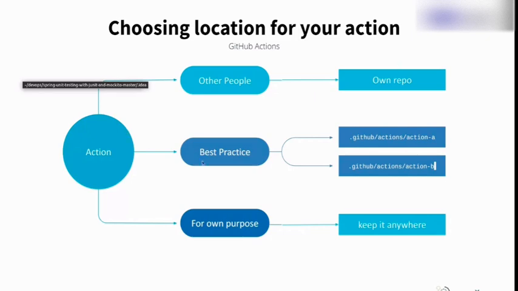The second is, let's suppose you are creating this action for your own purpose, then you can keep it anywhere. It means you can separate the code from the real source code repository, you can keep it anywhere you want. But the best practice for this, let's suppose you want to store your actions, is to follow .github/actions. You have to create the .github folder, and then the subfolder should be actions, and you can specify whatever actions you have created over there. So this is the best practice that we can follow.